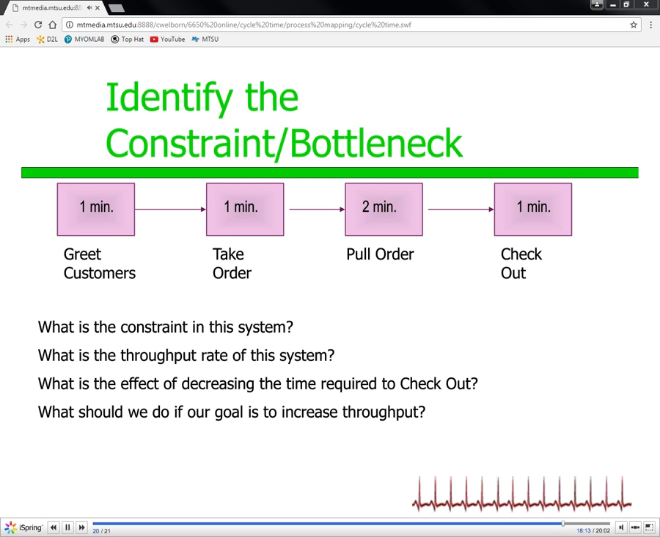And you think about this system as a whole and you say, what happens if you decrease the time to checkout? And the answer is nothing for the system as a whole. This is still your bottleneck, pulling the order. So checking out any faster doesn't really do anything for us. So what should we do if our goal is to increase throughput of the system? We have to decrease the time that it takes to pull an order.